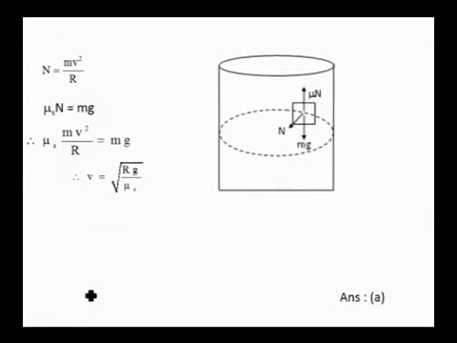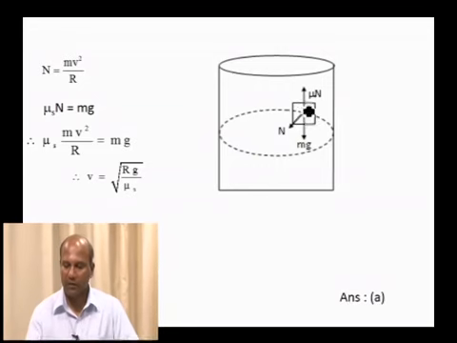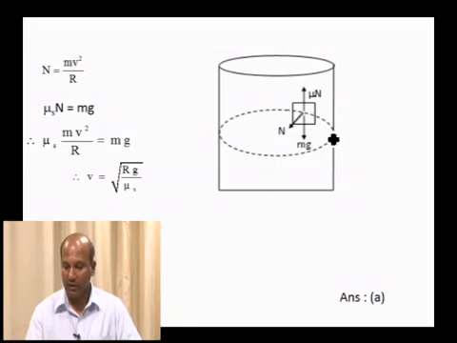So we'll see here. See, as I told you, the normal force is actually in this direction. So mg is acting in this direction. To this there is a friction which is acting in the opposite direction. This body is not falling down. So in the vertical direction it is not going to move. It is going to move in the horizontal direction.